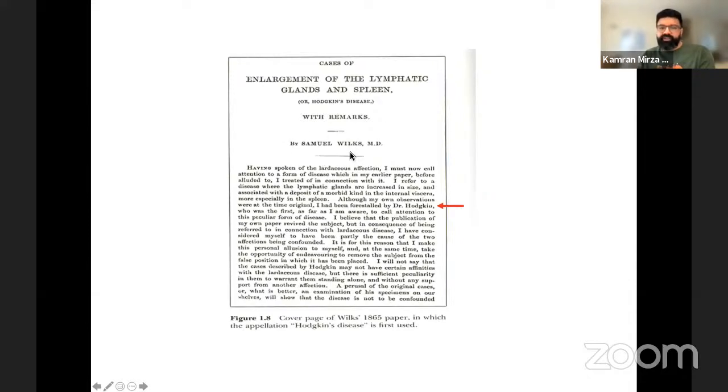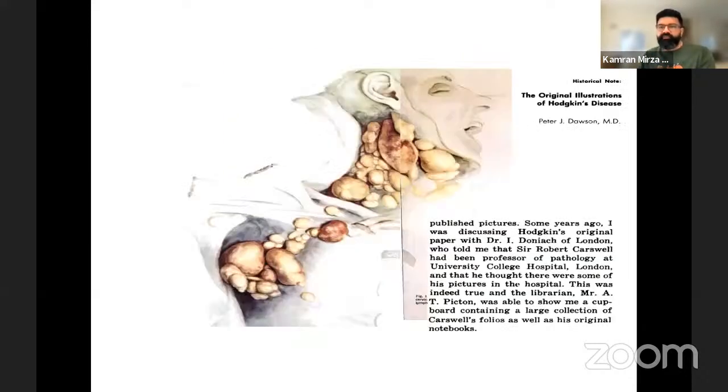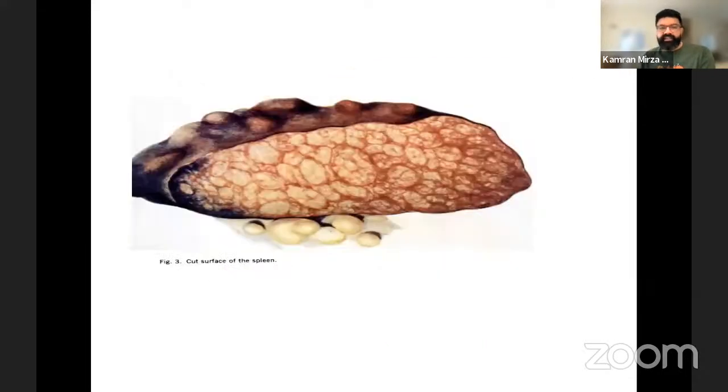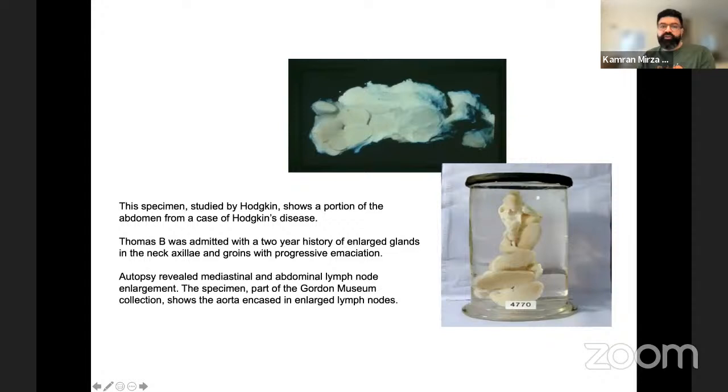Samuel Wilkes wrote this in 1865, but he credited it to Dr. Hodgkin. That's how naming happened historically, right? He could have easily called them Wilkes lymphomas because he was writing about them, but he didn't. He said no, Dr. Thomas Hodgkin first described these, and so they should be known as Hodgkin lymphomas. And these are the original colored drawings of Hodgkin's patients. This is a cut section of the spleen, and you can see there are lots of nodules because this patient is full of lymphoma.